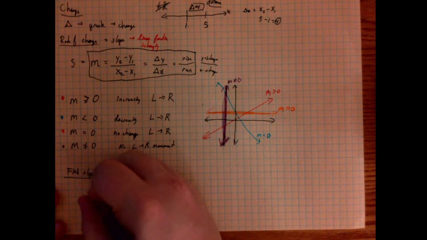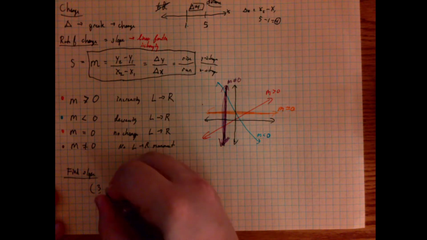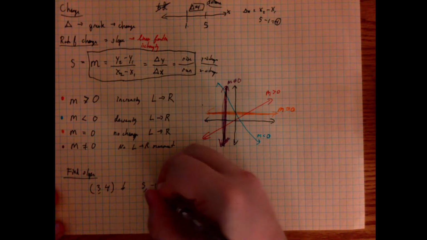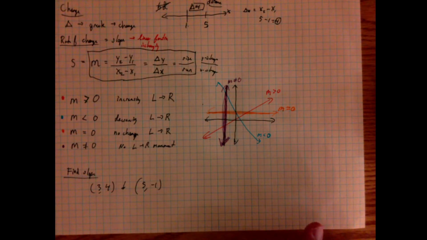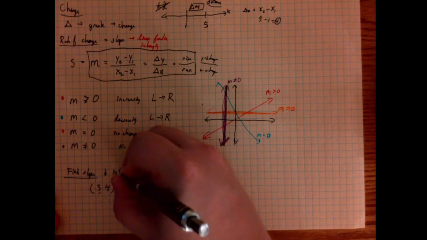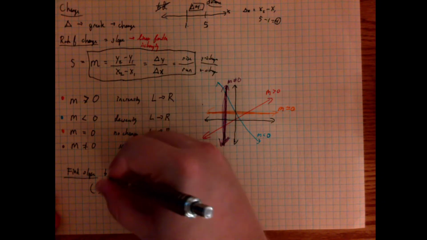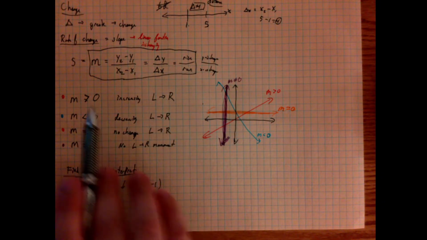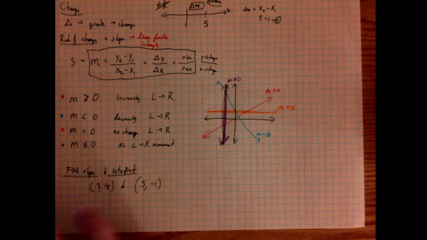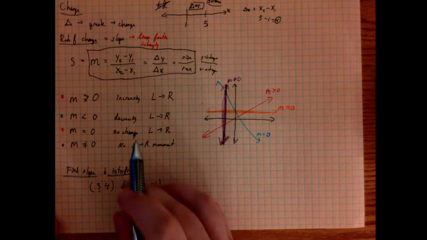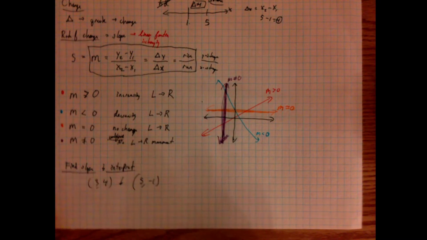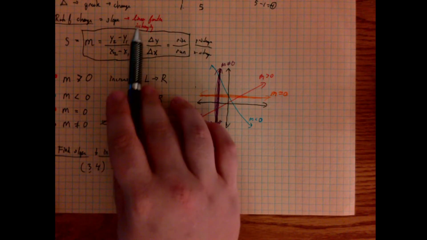For this, I'm going to make up 2 points. Let's say the point (3, 4), and the point (5, -1). The question is, how do we find the slope? And then afterwards, we're going to interpret the slope. When I look at the slope, does it mean that the function is increasing? Does it mean that it is decreasing? Does it mean there is no change? Does it mean that there's undefined change? So, increasing, decreasing, no change, and undefined. All we have to do to figure this out is plug into here.